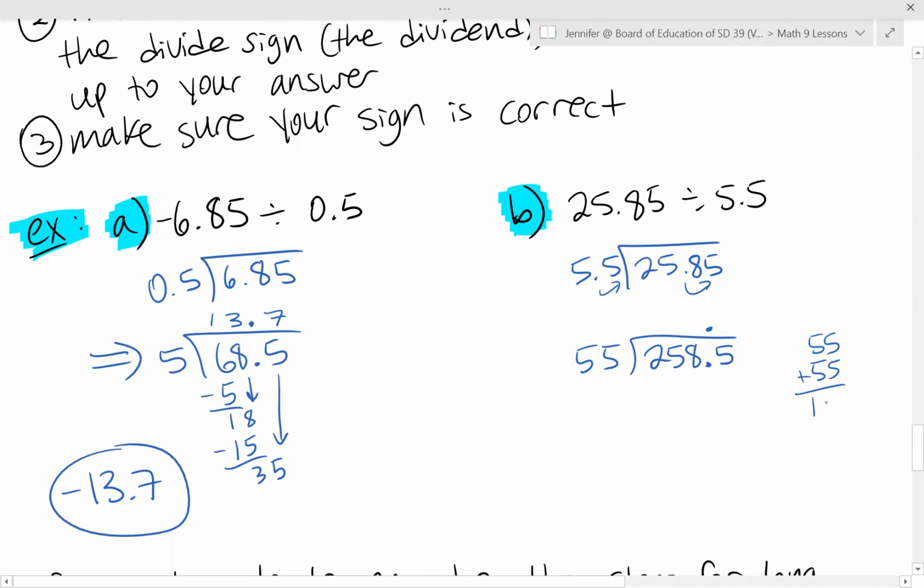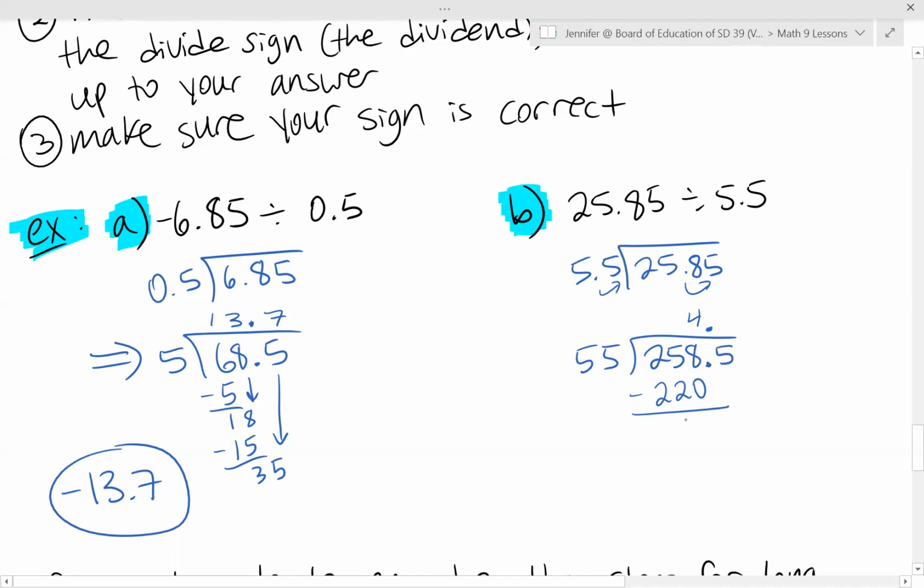What does that give me? It gives me 110. Okay, if I add another 55, what does that give me? That gives me 165. And you can continue in this method until you get the number that you need, and you can count how many times it's going in. So we know it goes in 4 times. 55 times 4 is going to give us 220.